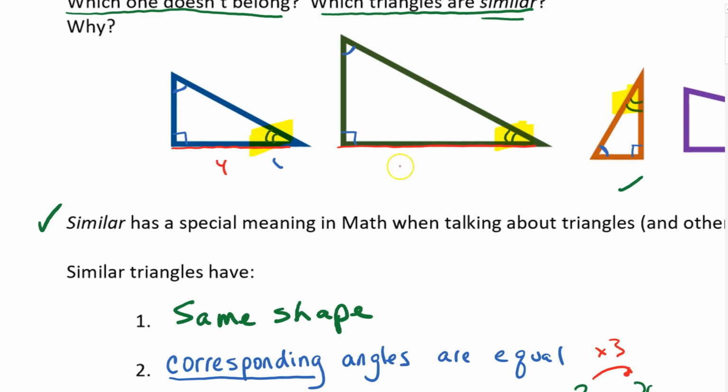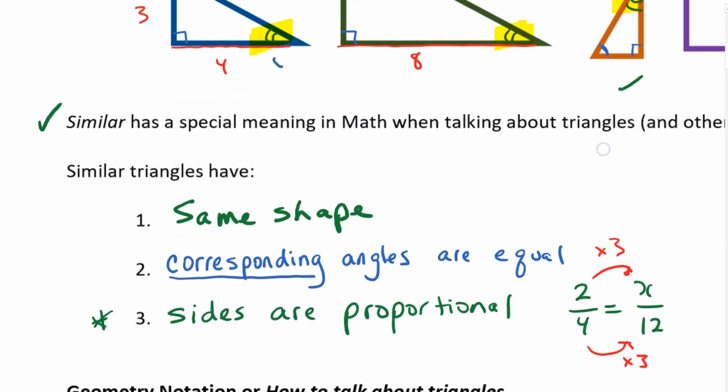Same idea here. Let's say the bigger side was exactly twice as much, if this was 4 and this was 8. And then if this is 3, I wonder what that would be. Well, 4 times 2 is 8, 3 times 2 is 6, so that would work as well. So that's what I mean by sides are proportional. And if you recall, we spent some time solving these for ones that aren't easy by using a little bit of math to solve for x.